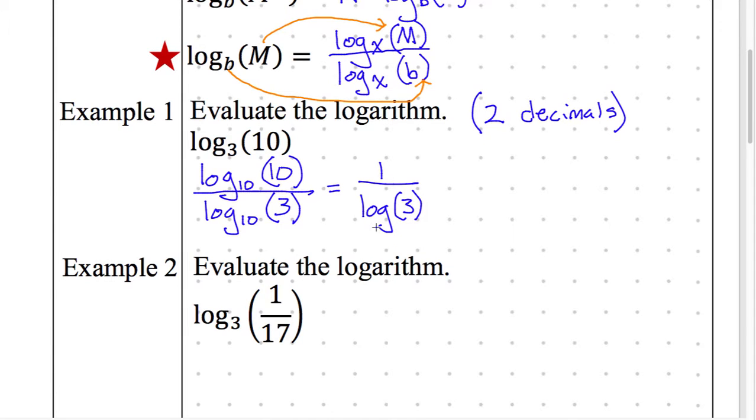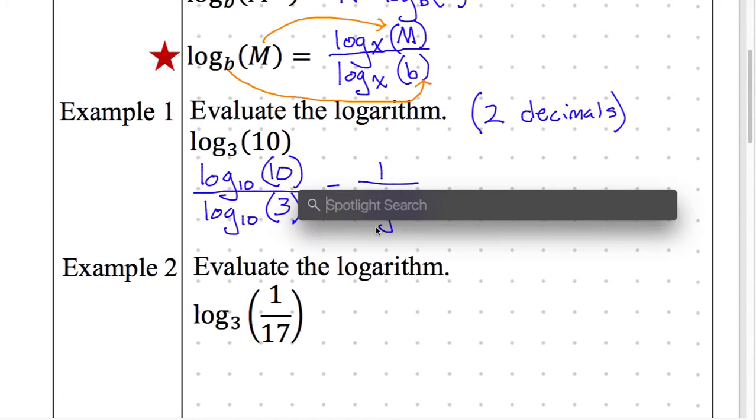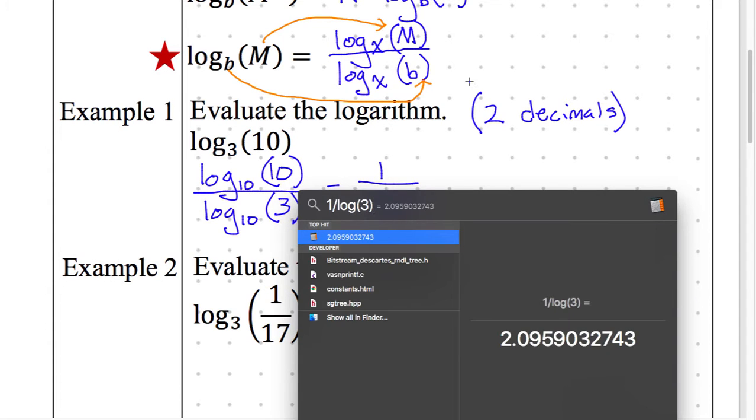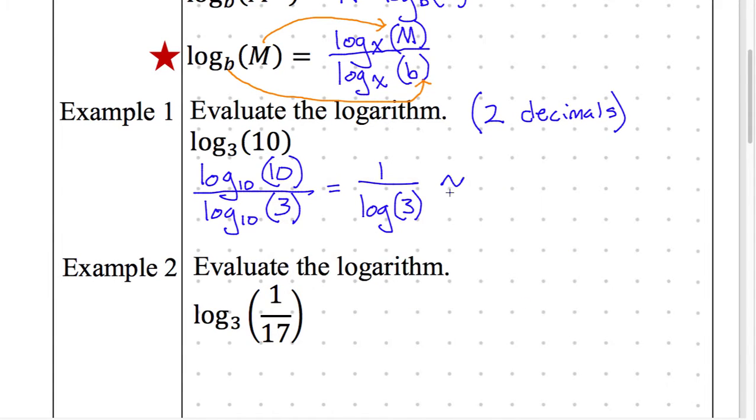And then it's time to enter this on the calculator. Here we go. 1 divided by log of 3 is 2.0959. I'm going to round to 2.10, because at 2 decimal places this 9 is going to be rounded up, which means it's going to be 2.10. So this is approximately equal to 2.10.